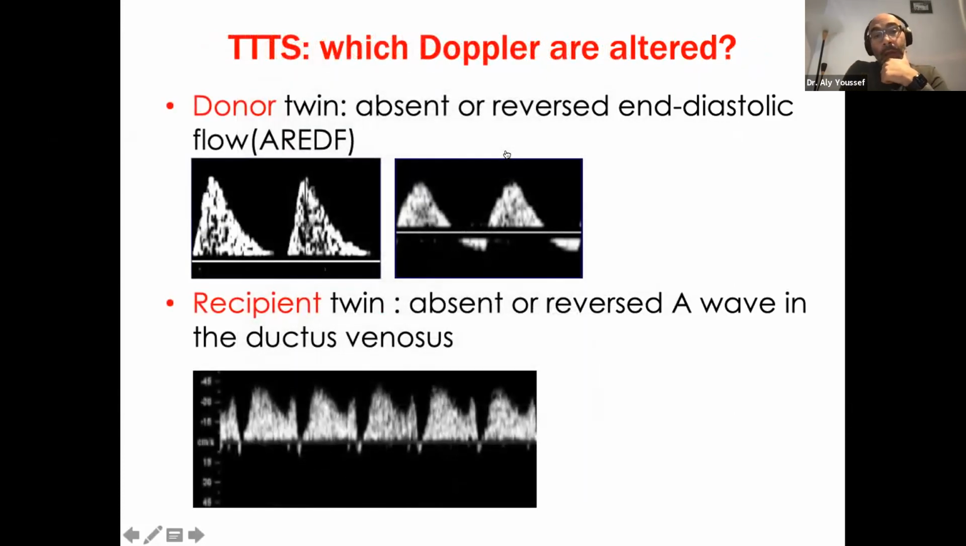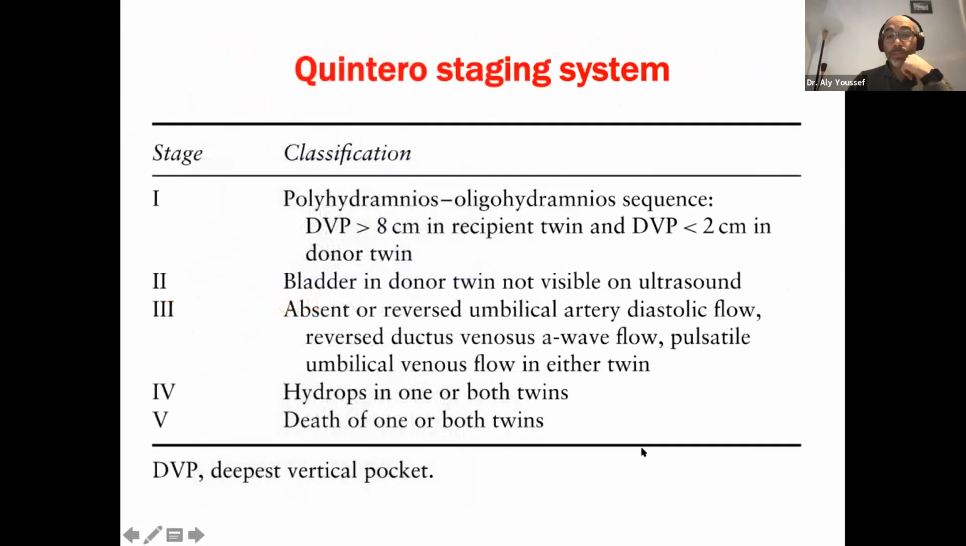The Doppler assessment of TTTS twins is extremely important, and usually the donor twin tends to have an absent or reversed end-diastolic flow, whereas the recipient tends to have alterations of the ductus venosus, so absent or reversed A wave in the ductus venosus. This is the famous Quintero staging, which continues to be a valid classification of the TTTS. So stage 1, if you only have the amniotic fluid discrepancy.